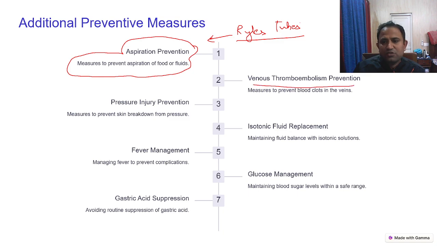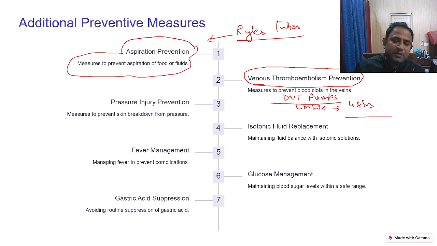Prevention of venous thromboembolism. So how do you prevent venous thromboembolism in a patient who has already bled in the brain? Use DVT pumps. LMWH can be initiated after 48 hours. Use alpha mattresses, air mattresses to prevent skin breakdown from pressure.